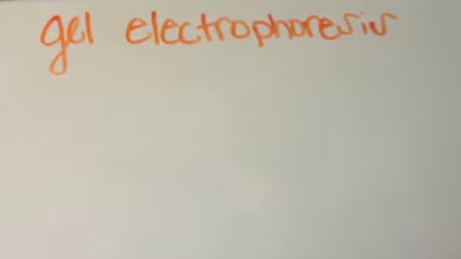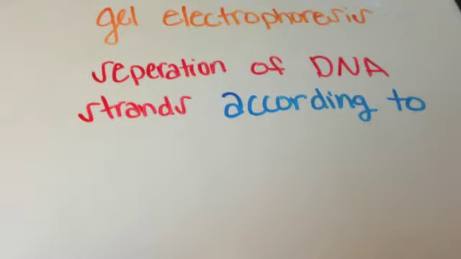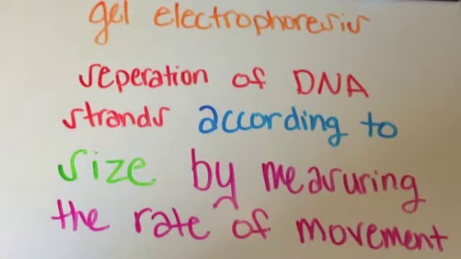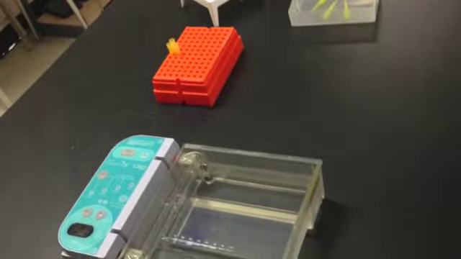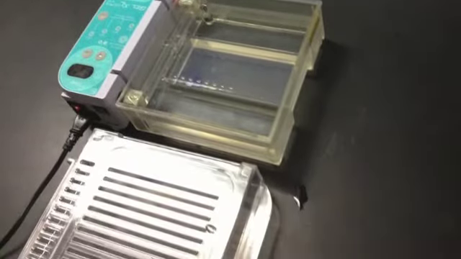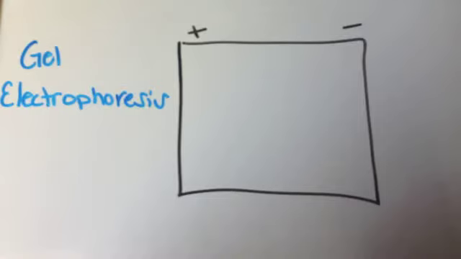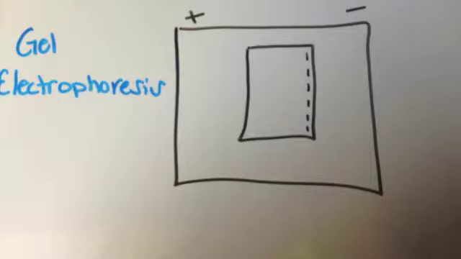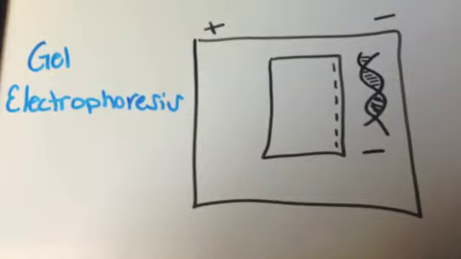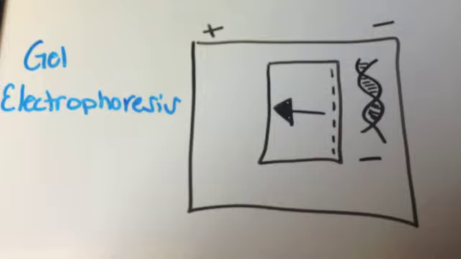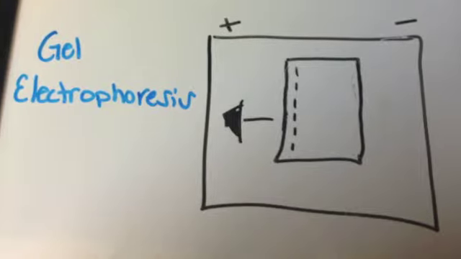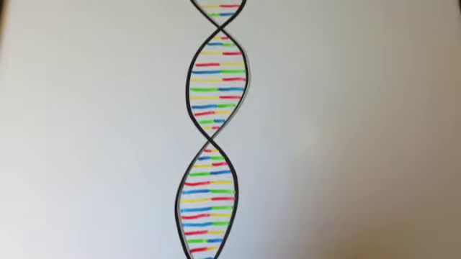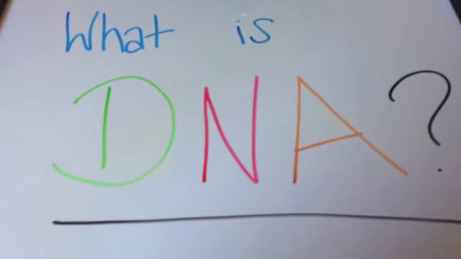Gel electrophoresis is the separation of DNA strands according to size by measuring the rate of movement through an electrical field while in a gel. First, you put the DNA into the pipette, and then you put the DNA into the gel. You have to make sure that when using gel electrophoresis, the wells with the DNA inside are on the negative side. DNA is negative, so it will travel to the positive side because opposites attract. If the wells were put on the positive side, well, they would still travel to the positive side and end up in the buffer.